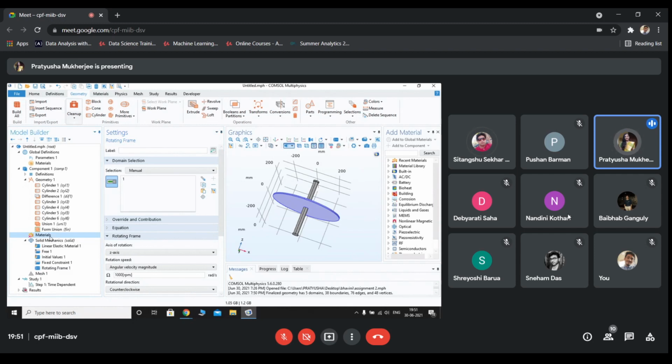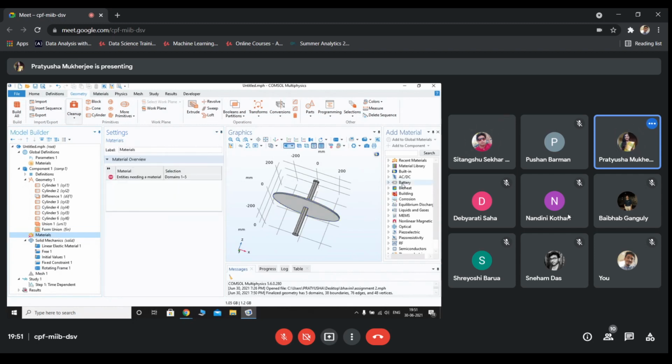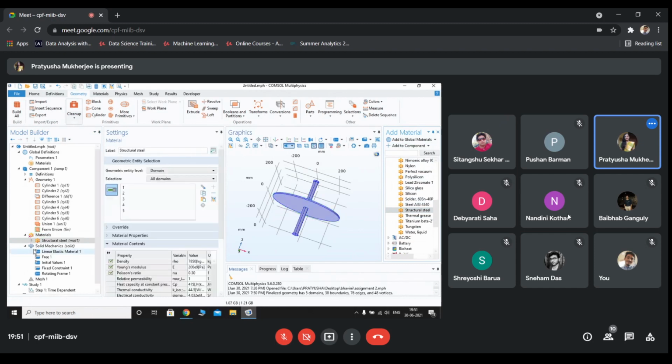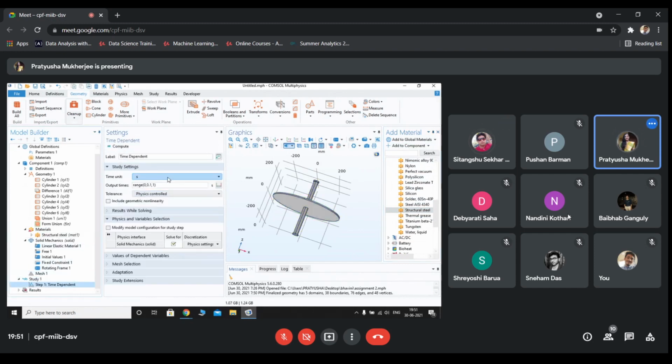Then go to materials, built-in materials, structural steel. Add to component. Okay. Then study time dependent. Change the range to 0, 0.01 and 1.